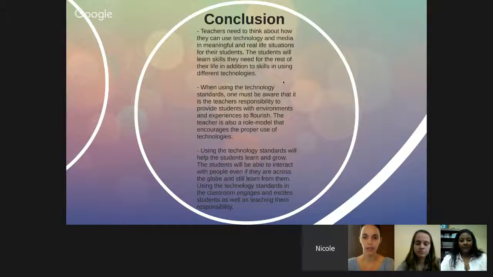The second one, when using the technology standards, one must be aware that it is the teacher's responsibility to provide students with environments and experiences to flourish. The teacher is also a role model that encourages proper use of technology. In the classroom, the teacher is the role model, and the teacher needs to be exemplifying proper skills when using technology.